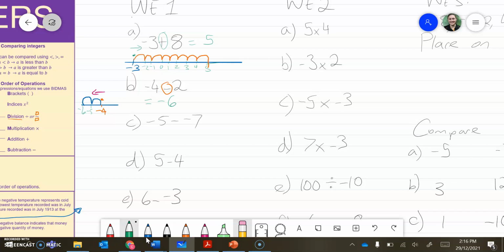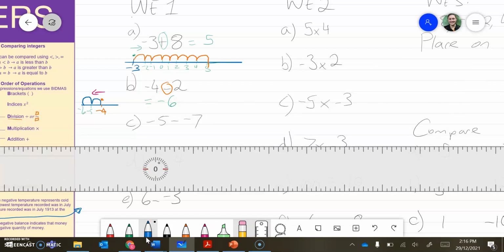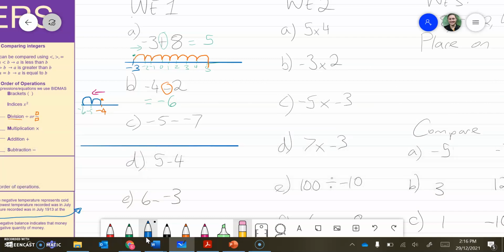Our next one, we've got -5 minus -7. So again, if I draw a line to help, what I'm going to do is place my -5. Now, if I'm standing on -5, I've got a subtraction. So what that means is I'm going to face this way. But the difference between this one and the one before is this 2 here was positive, and this 7 is negative. So I'm not going to walk forwards. I'm actually going to have to walk backwards 7 units.